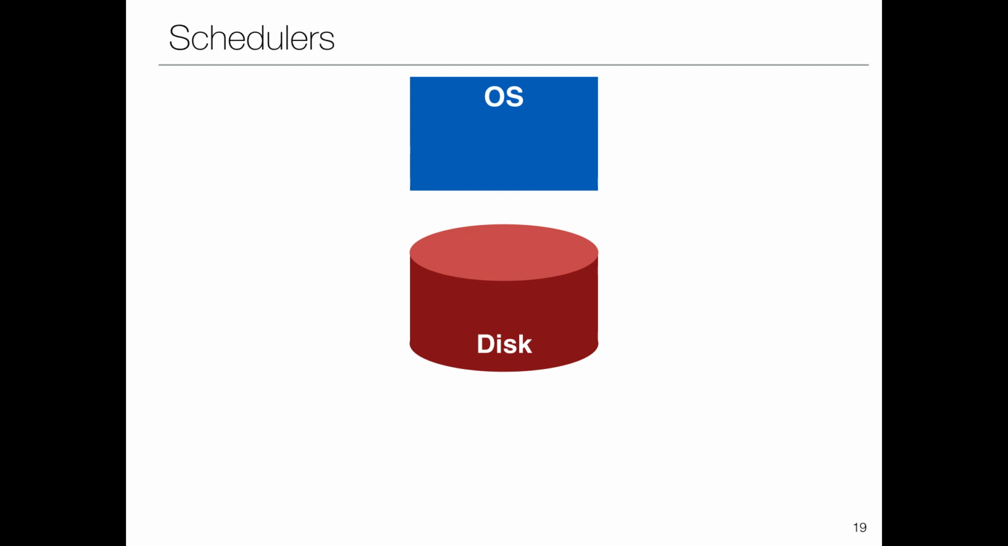And what if instead of an HDD, it is something else? Does the OS know about that? No, right? So this is an interesting thing. We can have a scheduler in the OS also. We can have a scheduler in the disk also. Both of them trying to do their own optimizations.